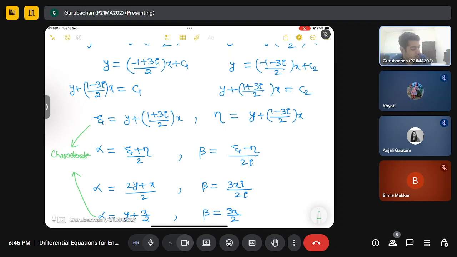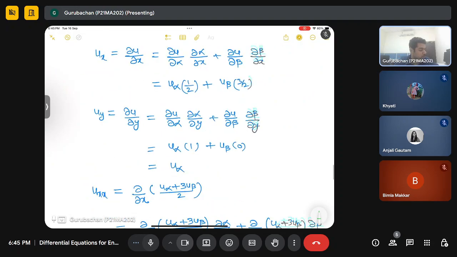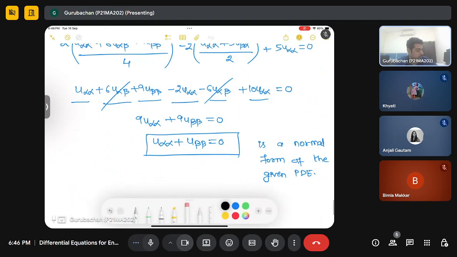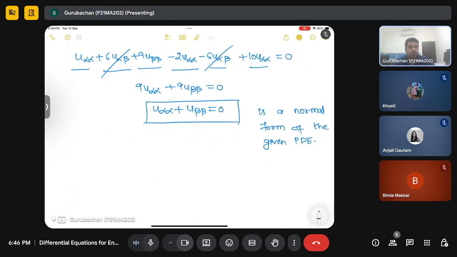Characteristic curves, since we are transforming from the xy plane to the alpha beta plane. Now in the same way, I'll give one more example to reduce into the canonical form. Question number 4.